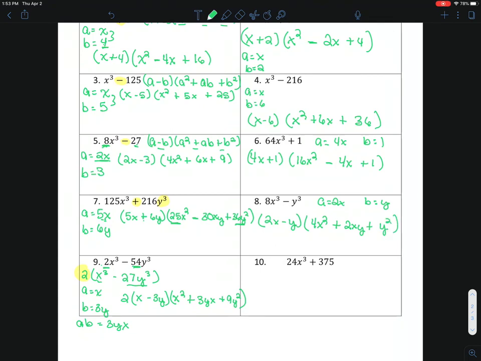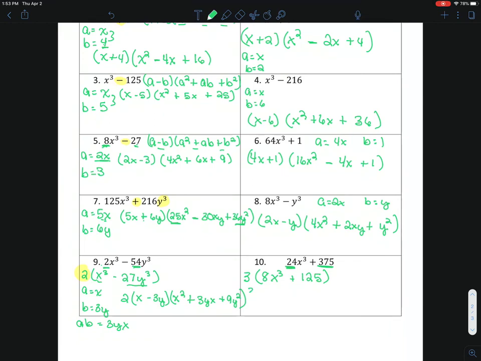And the last one, 24 is not a perfect cube. We look at our numbers, nor is 375. So that should give me a clue that I need to factor something out. So what is the greatest common factor between 24 and 375? I want to say it's 3. And so that's going to give me 8x cubed plus 125. And now I have the sum of 2 cubes.